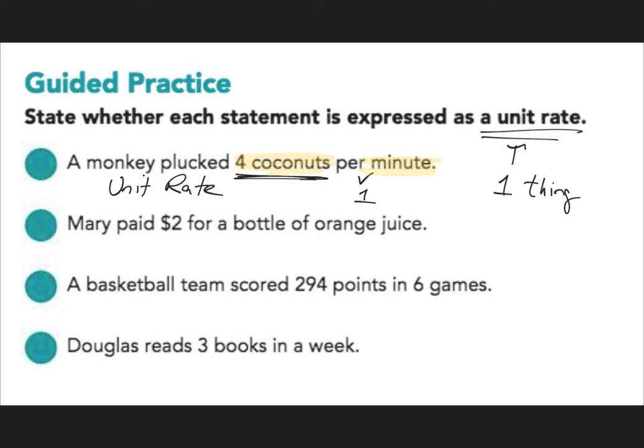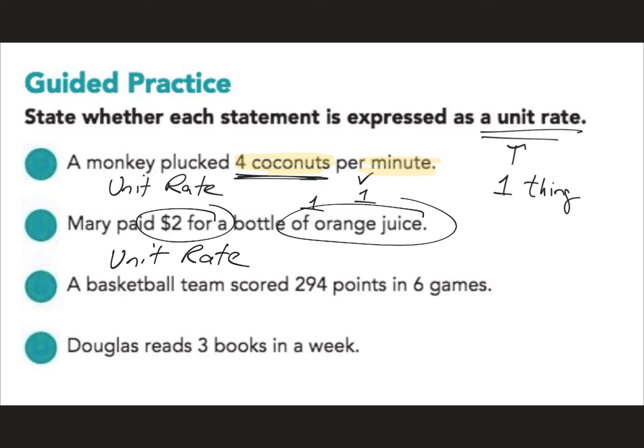Okay, Libby, you read the second one. Mary paid $2 for a bottle of orange juice. Okay, what are we comparing? $2 to a bottle of orange juice. If it says a bottle of orange juice, how many bottles is that? 1. Is that a unit rate? Yes, because we're comparing it to one thing.